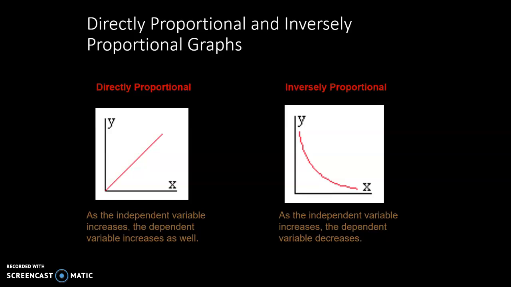Is it directly proportional, meaning that when the x-axis increases, the y-axis increases at the same time. So if the independent variable increases, the dependent variable will increase at the same time. That's why it's going up. Then we have inversely proportional, that when the independent variable increases, then the dependent variable decreases and vice versa.